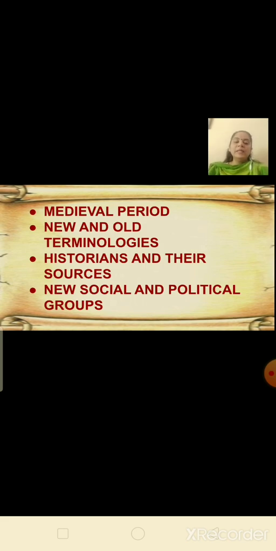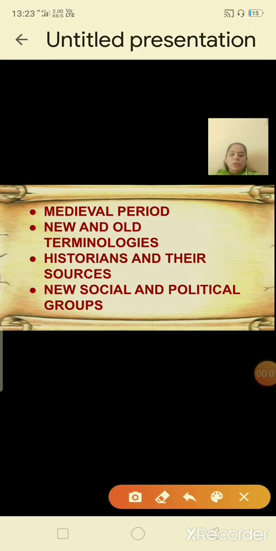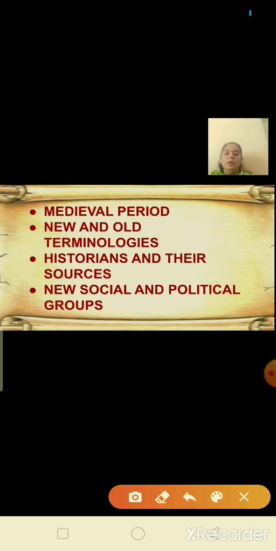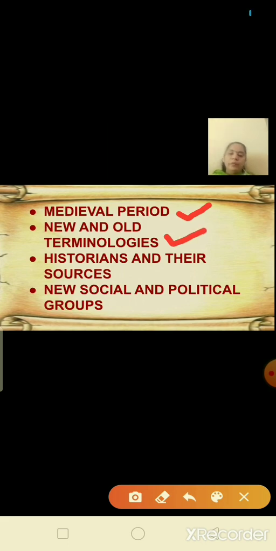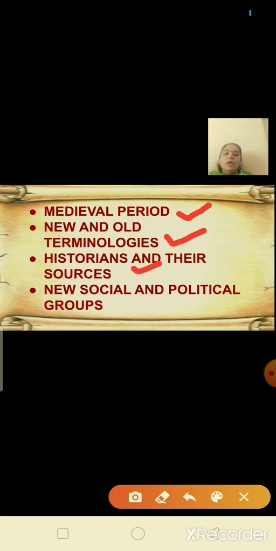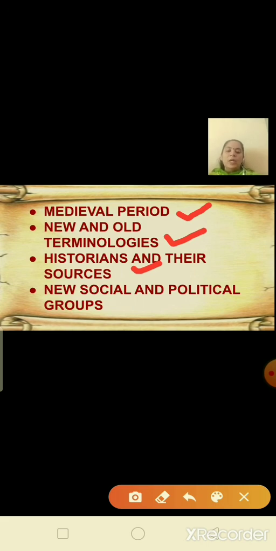So, now let us see what all we are going to cover in this class. So, children, we will first begin with the medieval period. Then we are going to see the new and old terminologies, after which we will revise about historians and their sources. Then we will also revise about new social and political groups.